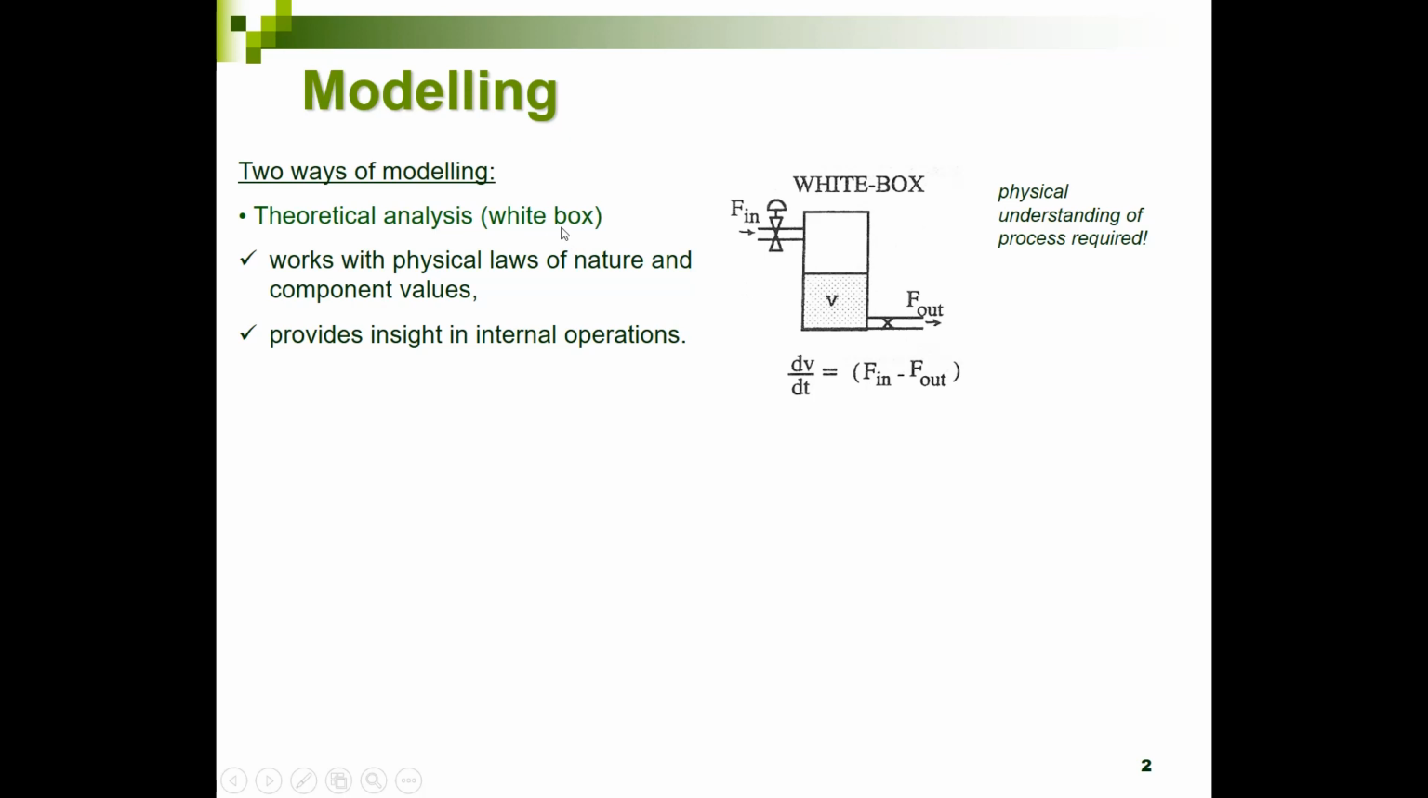And in a white box model, we use theoretical analysis to get a relationship between the output of the signal and the input of the signal. And we do it by understanding of our process, so by deriving differential equations which describe the behavior of our system. Suppose in this example we have a container filled with water and water flows in over here and water flows out. And then we know that the change of volume in that container is equal to the water flowing in minus the water flowing out. That is white box modeling.